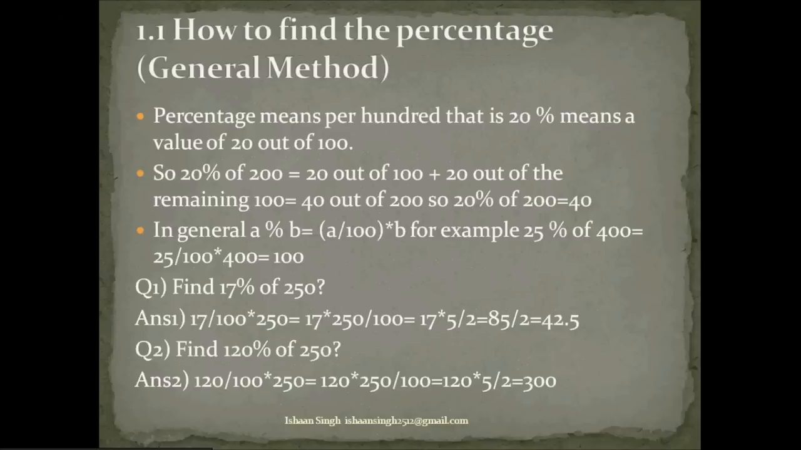This is the general method, but in general we won't be using this method. Ironically, we won't be using this method. The reason being, this method takes time. Here we had some easy values. You have to calculate 17% of 250, and it is very easy to calculate 17% of 250. But what if the values are a bit difficult? Then this method becomes too much calculative, and then the questions become too difficult. So let us look at the shortcut method for calculating the percentages.